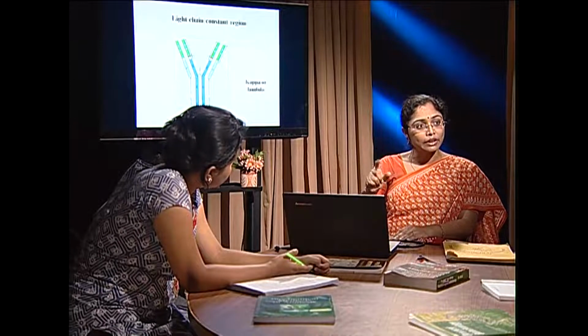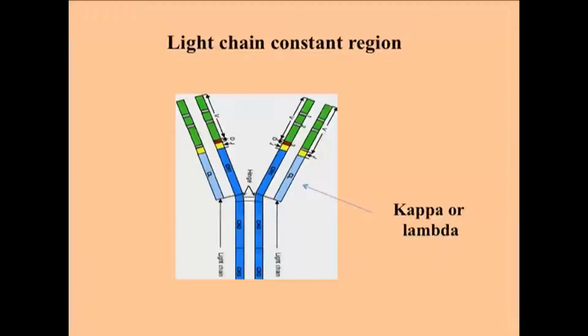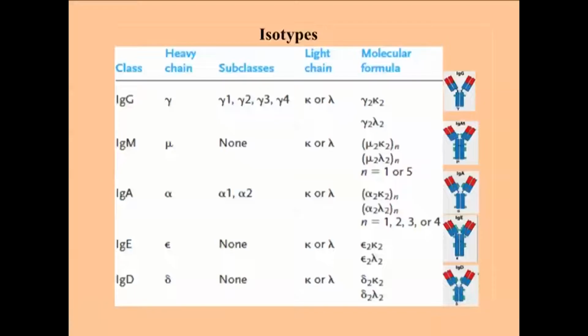If we look into the constant region of the light chain, we will see that all the human light chain constant regions have either a kappa sequence or a lambda sequence. That means two sequences are present in humans for the constant region of the light chain, either kappa or lambda. However, for the heavy chain constant region, 5 sequences are present in humans. If a particular sequence is named mu, when in an immunoglobulin molecule the constant region of the heavy chain is composed of the mu sequence, that immunoglobulin is called IgM.